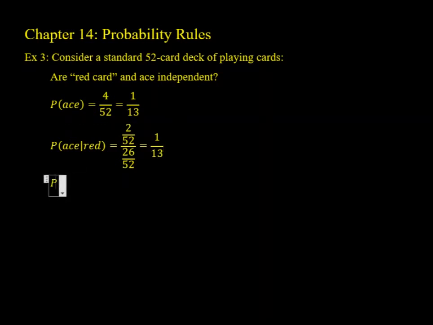By definition, if the probability of ace and the probability of ace given it's red are the same, then they're independent. So that's what we have here. Probability of an ace equals the probability of an ace given the card is red. So red card and ace are independent because the probability of an ace equals the conditional probability of an ace.